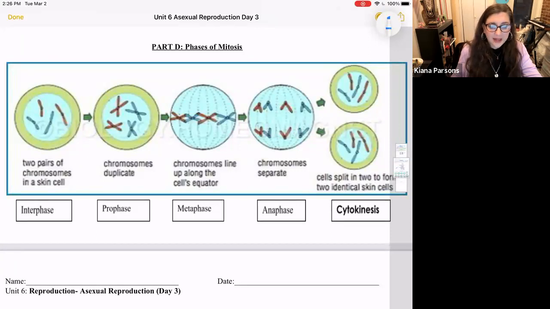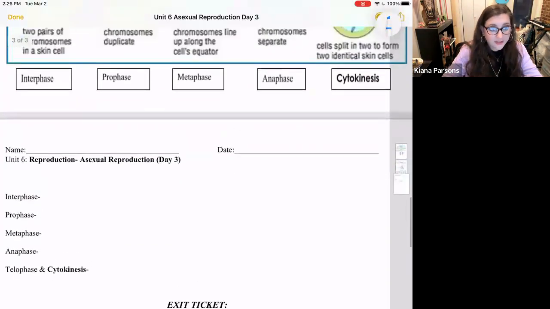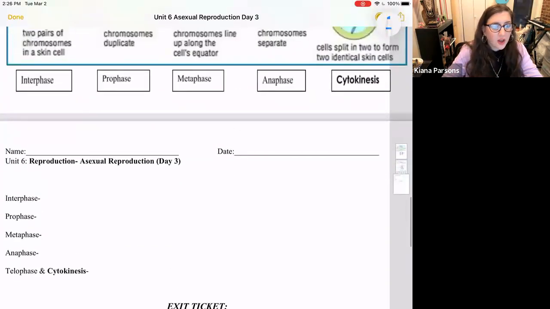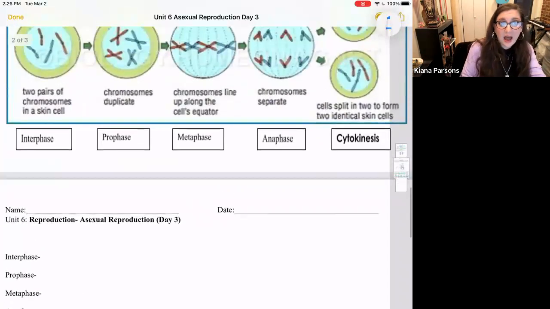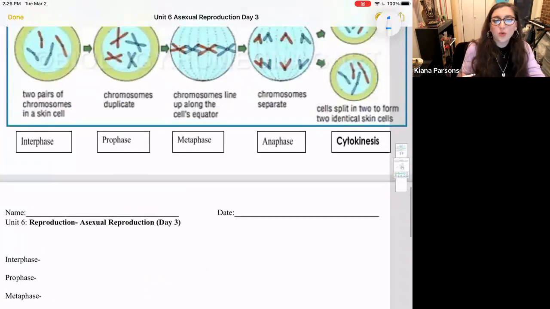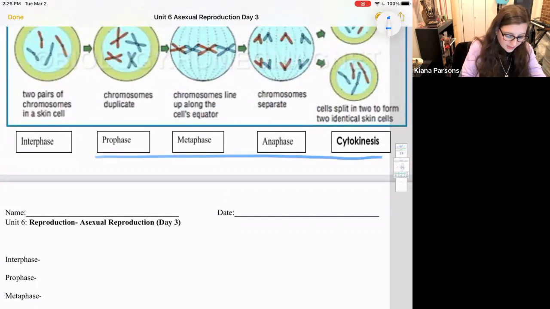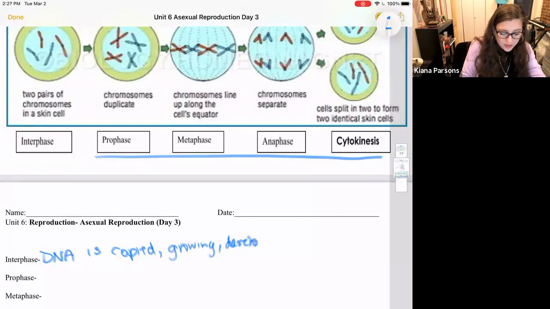So here in mitosis, we are looking at the different phases. We start with interphase, which is where the cell is at most of the time. This is sort of pre-mitosis, but this is where the DNA is copied. And this is when the cell is growing, developing, and preparing for mitosis.